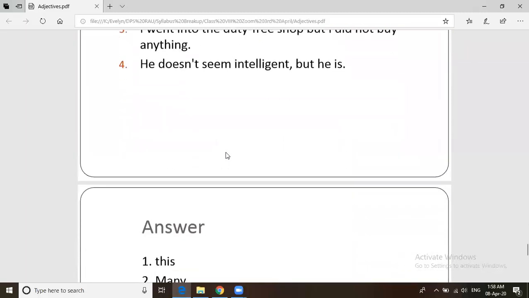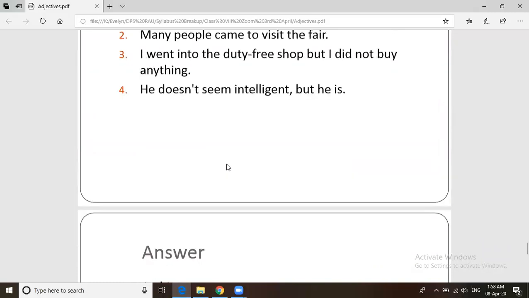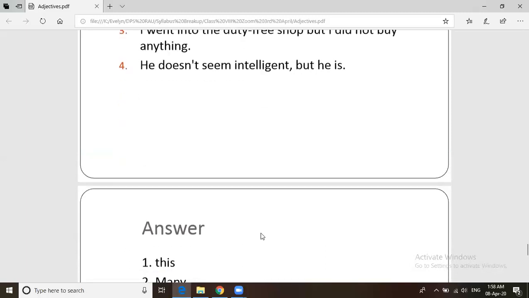Okay. Here are the answers. This, many, duty-free, intelligent. So this is qualifying paintbrush. Many qualifies people. Duty-free qualifies shop. And intelligent qualifies he.